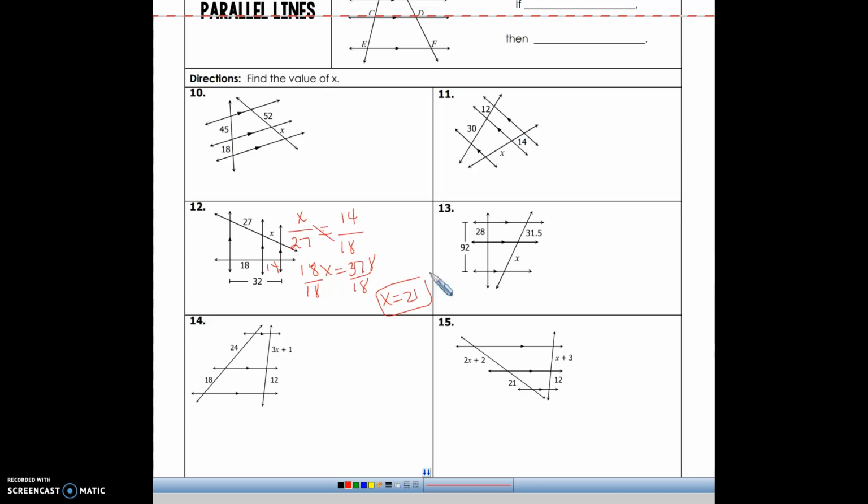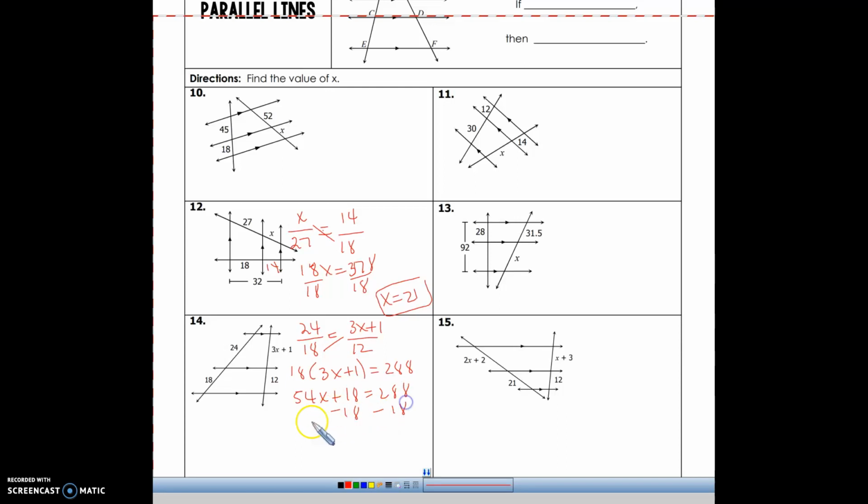Okay, looking at 14. Again, same thing, except we're just throwing in an expression. We have 3 parallel lines cut by 2 transversals, so proportion. 24 over 18 equals 3x plus 1 over 12. We're going to cross multiply. 18 times 3x plus 1 is going to equal 288. So now I'm going to distribute the 18, and that's going to give me 54x plus 18 equals 288.